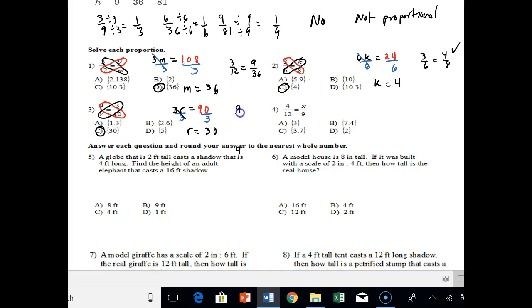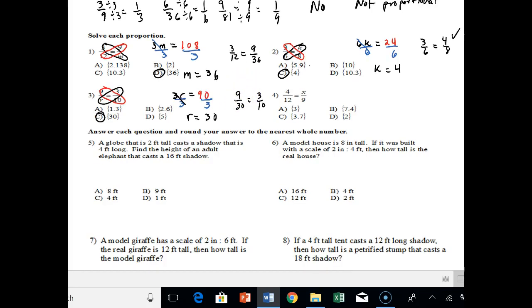So is 9 over 30 the same thing as 3 over 10? Well, 3 over 10 can't be simplified, so that's just 3/10, but 9 and 30 divided by 3, you get 3/10, so yes. Number 4, I'll probably ask you to do in an Edpuzzle.